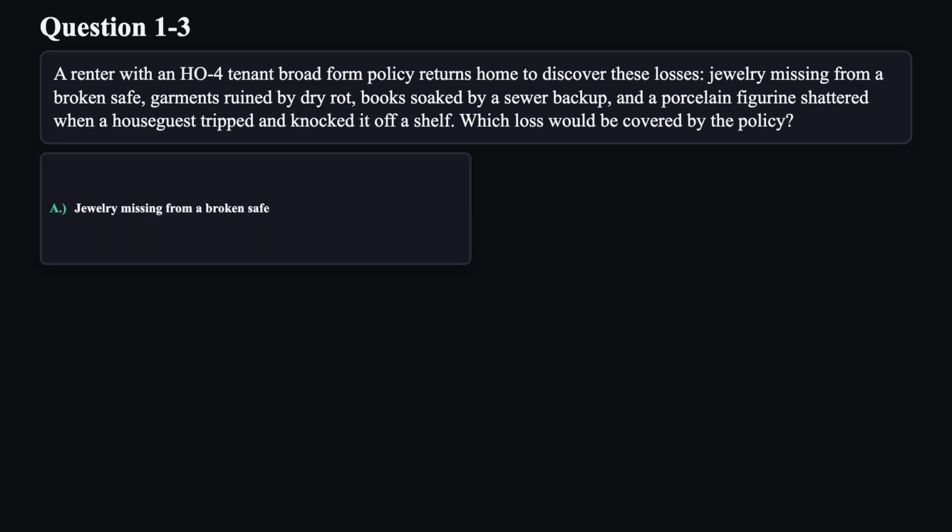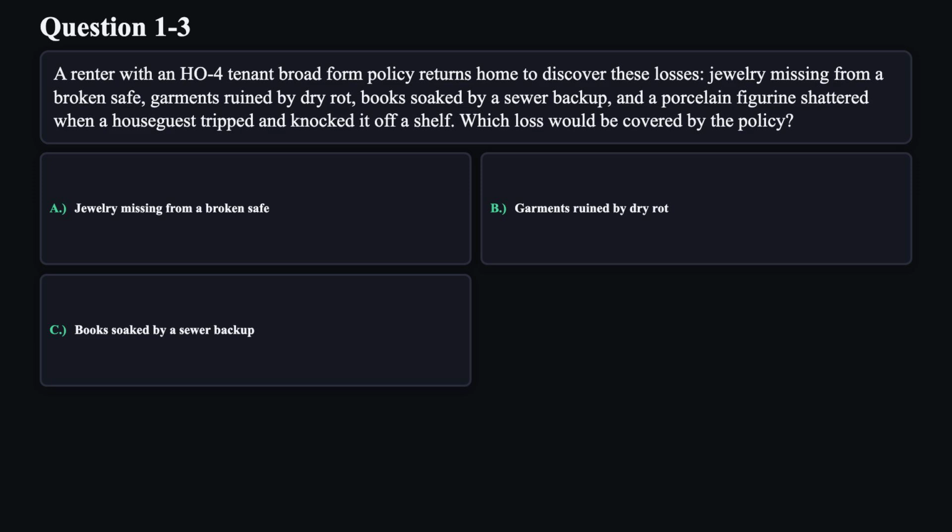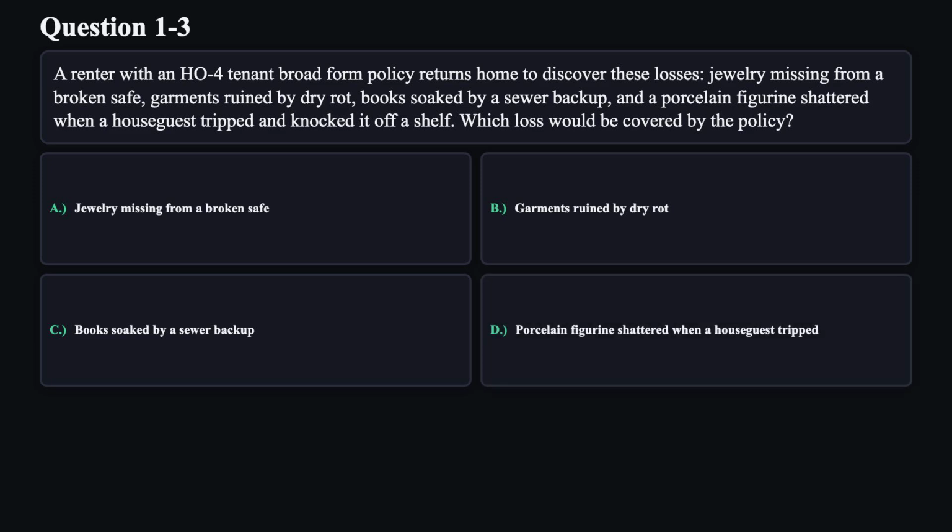A. Jewelry missing from a broken safe. B. Garments ruined by dry rot. C. Books soaked by a sewer backup. D. Porcelain figurine shattered when a houseguest tripped.